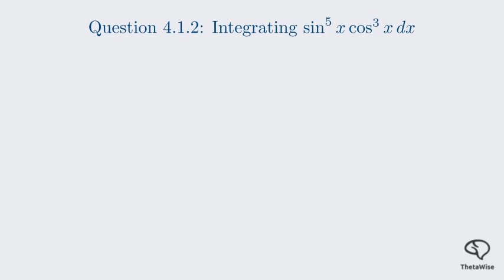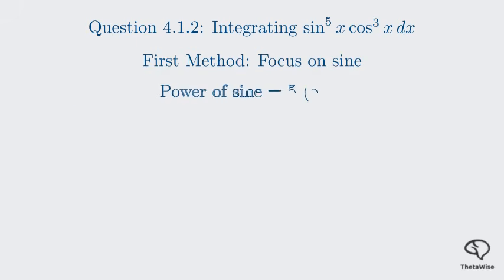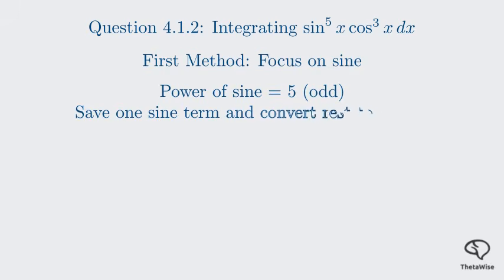rest to cosine using sine squared equals 1 minus cosine squared. If the power on cosine is odd, save one cosine term and convert the rest to sine using cosine squared equals 1 minus sine squared. In our integral, both powers are odd. In the memo's first method, it focuses on the sine term. The power on sine is 5, which is odd. So, we'll split sine to the 5th into sine to the 4th times sine.